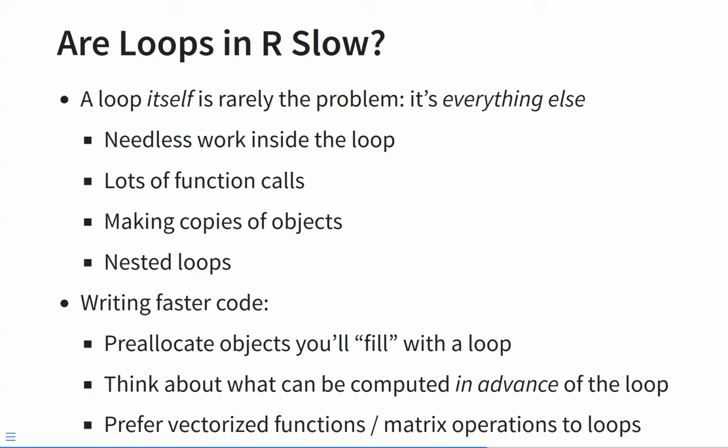Second of all, quite often there are things that you can compute outside of the loop, things that aren't going to change over the iterations. But when we're not paying attention, we sometimes accidentally recompute those every time. Thinking about what can be computed outside of the loop and stored is a great way to speed up your loops. Another idea is to prefer vectorized functions and matrix operations to loops.